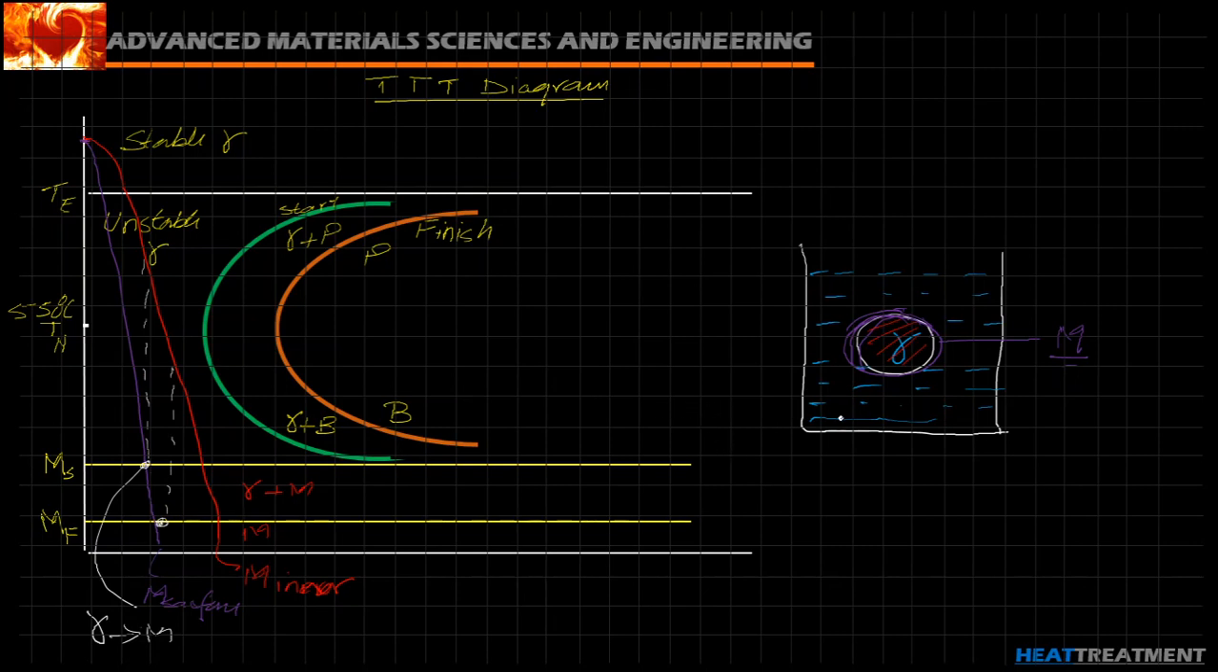The outer layer or shell transforms first and then subsequently the inside is transformed to martensite. If by some way we equalize the inside and the surface temperature, then this problem could be resolved.